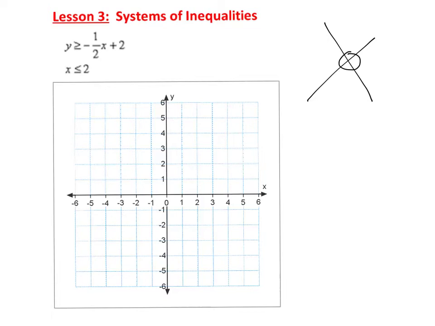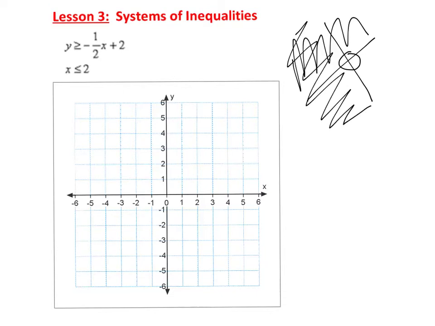For systems of inequalities, you have to think of your inequality as having this whole side shaded, and then this whole side shaded. And so what we're looking for is the overlap, like this whole area here. So we're looking at a bigger area.